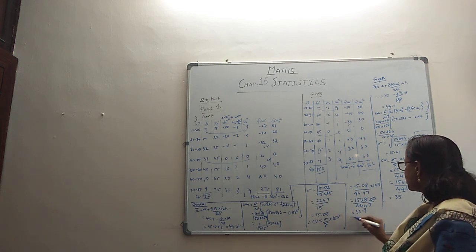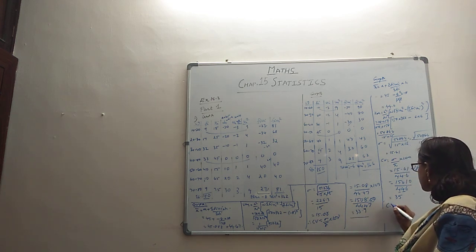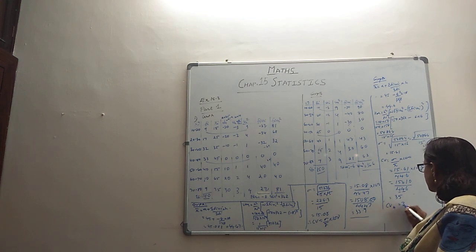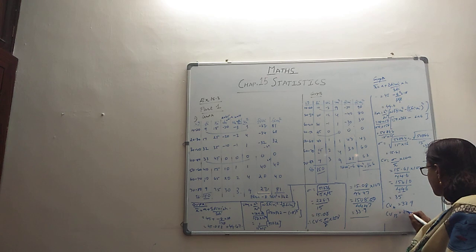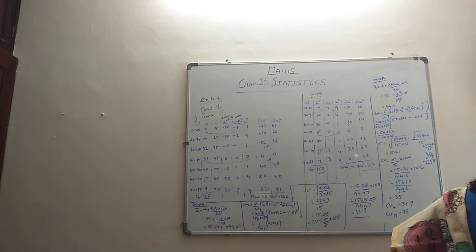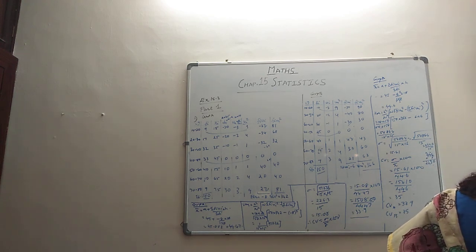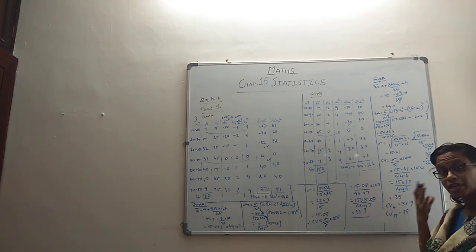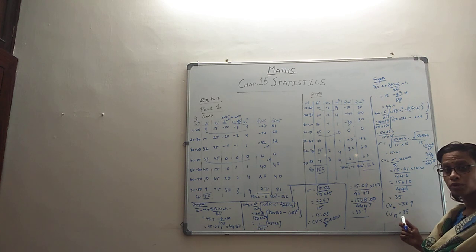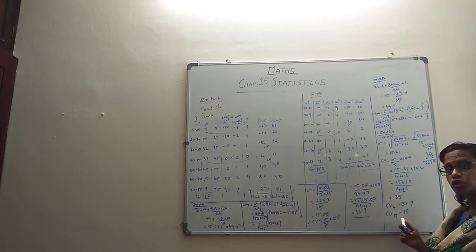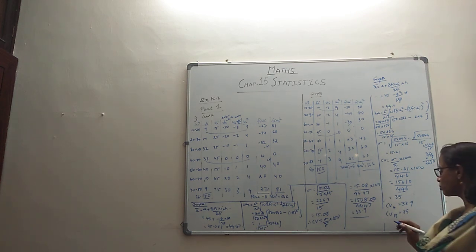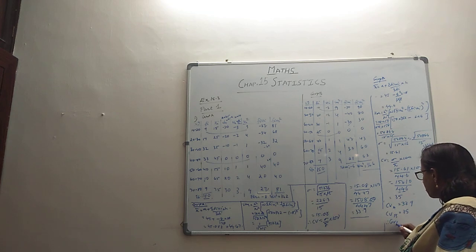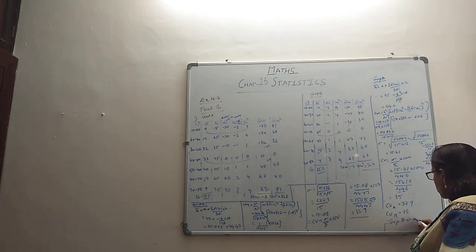Finally, the CV for group A is 33.9 and the CV for B is 35. The question they have asked us is which group is more variable. So where is the CV, the coefficient of variation, more? Where is the variability more? The variability is more in B. So therefore, which group is more variable? Group B is more variable.